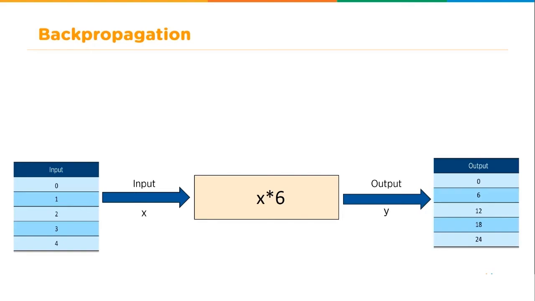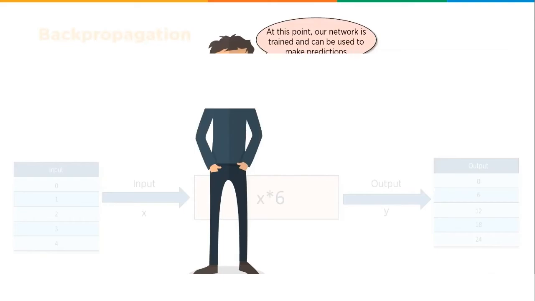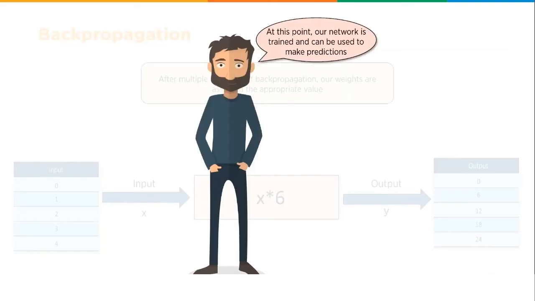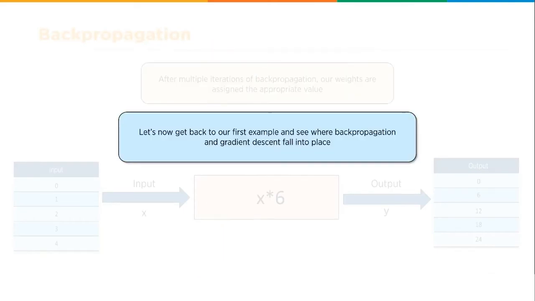Similarly, another random point on the graph is a loss value of 10. With the negative slope, 10 is a small number. Hence, the weight requires to be tuned quite less, and the slope indicates that the weight needs to be reduced rather than increased after multiple iterations of backpropagation. Our weights are assigned the appropriate value.